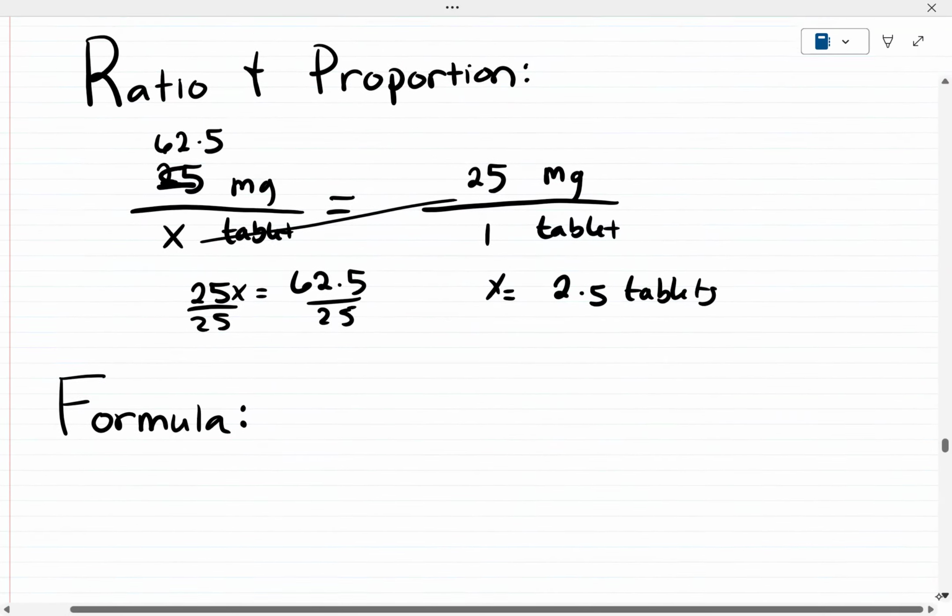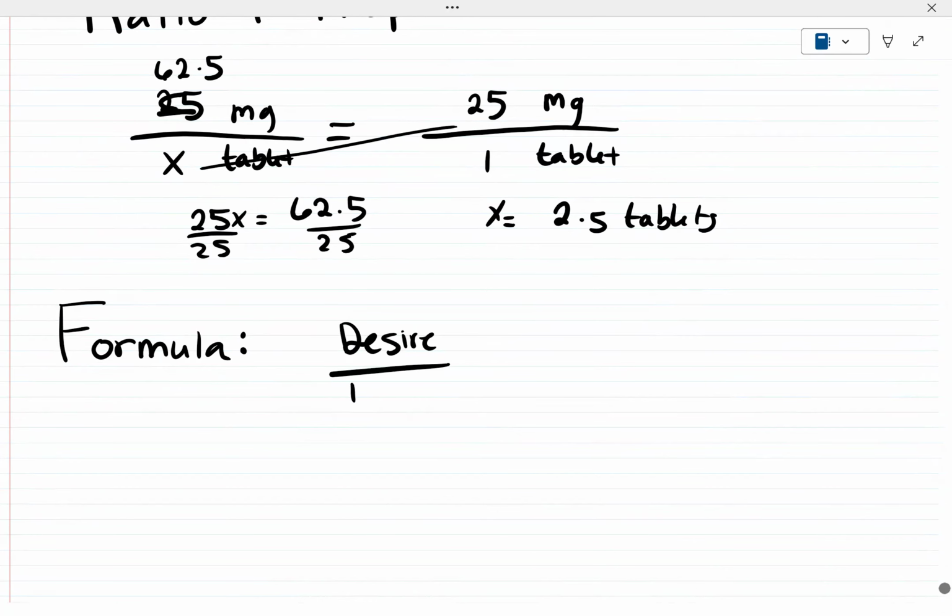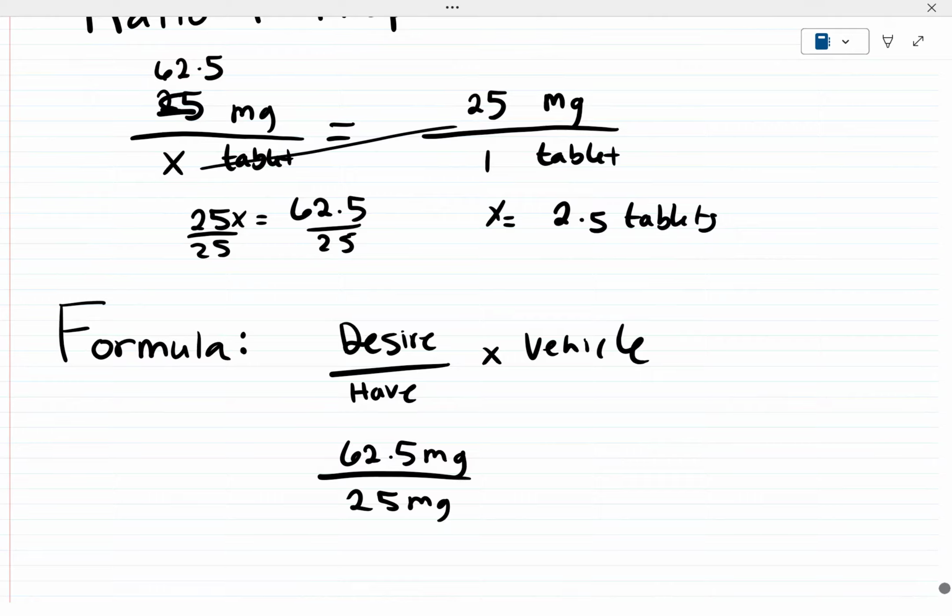Okay, formula: desired over have times vehicle. Everything is in milligrams, so our desired was 62.5 mg. Our have was 25 mg, and then our vehicle is one tablet. And then you are given 2.5 tablets.